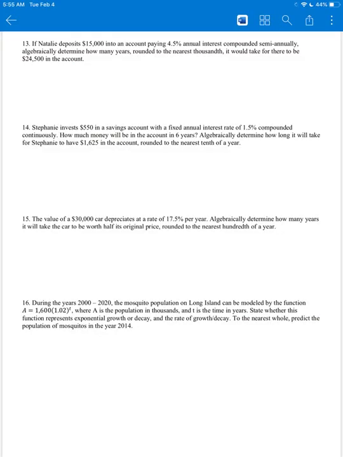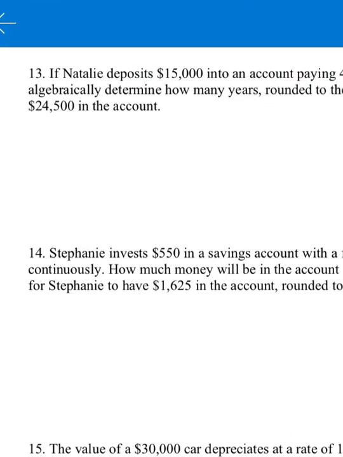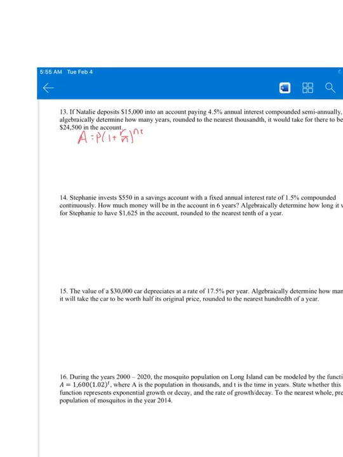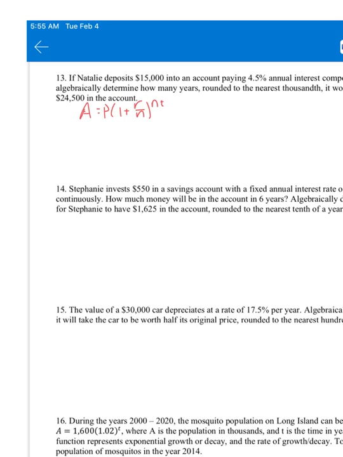Question number 13 starts talking about compound interest. So again, this is another formula that you need to know. The compound interest formula is A equals P times 1 plus R over N raised to the NT power. The question is how many years it would take for there to be 24,500 in the account. So how many years, that's your variable T.